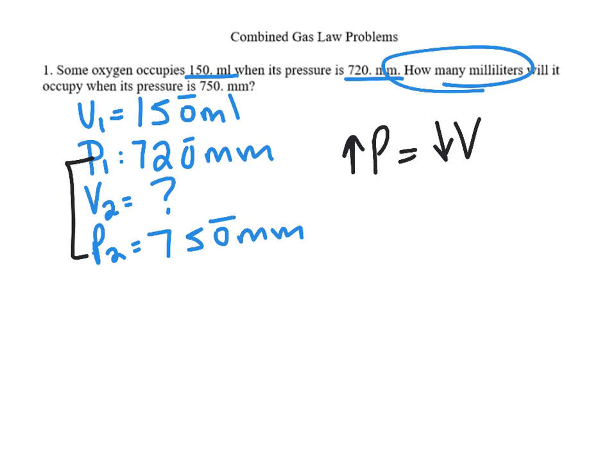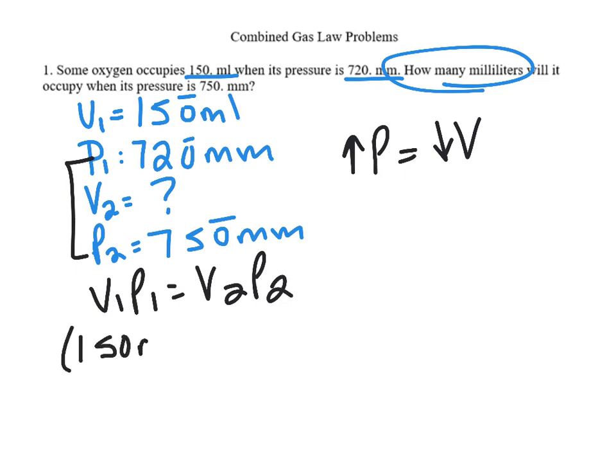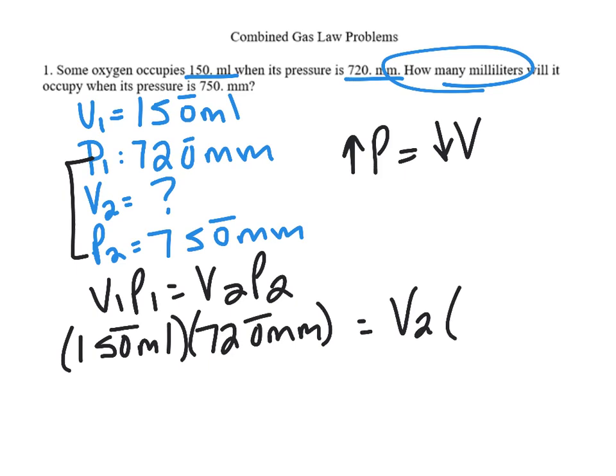So to plug in, we're going to use our Boyle's law equation, and we're going to plug in the numbers. So 150 milliliters times 720 millimeters equals V2 times the final pressure of 750 millimeters. So the V2 is like our X. To solve this, we're going to divide both sides by 750 so that it cancels out here on the right.